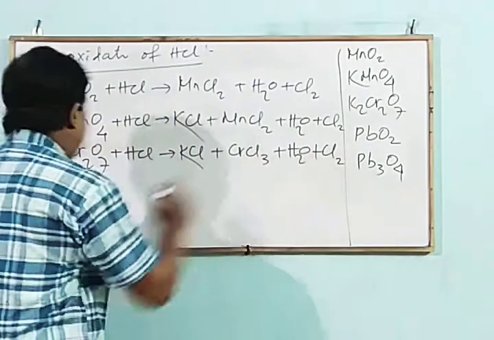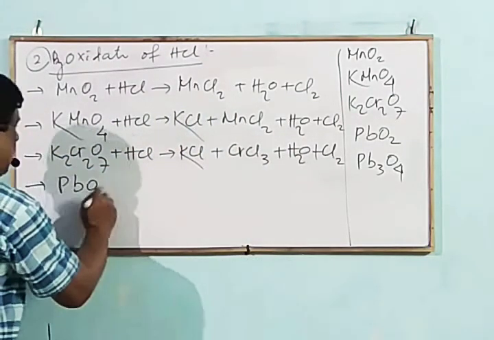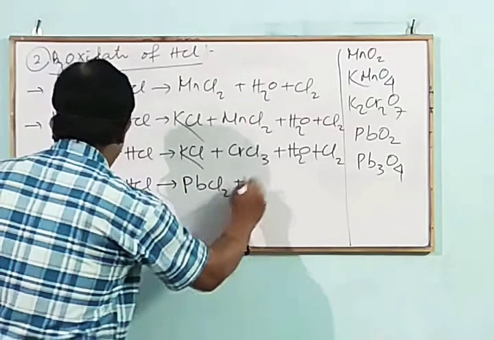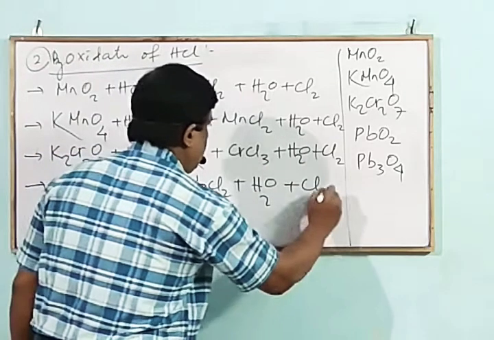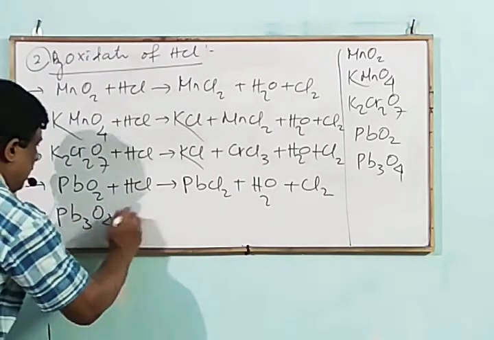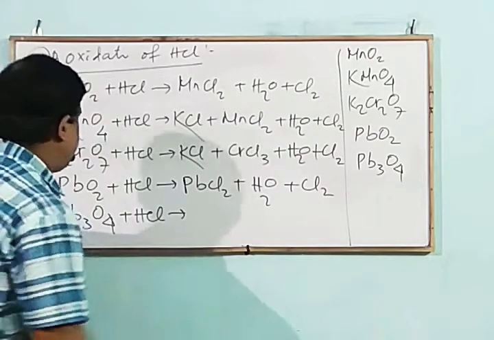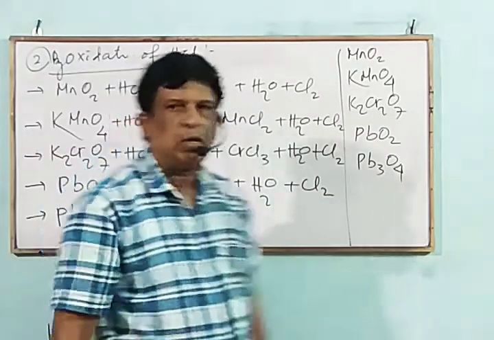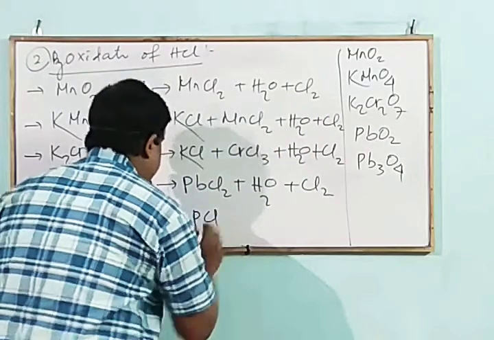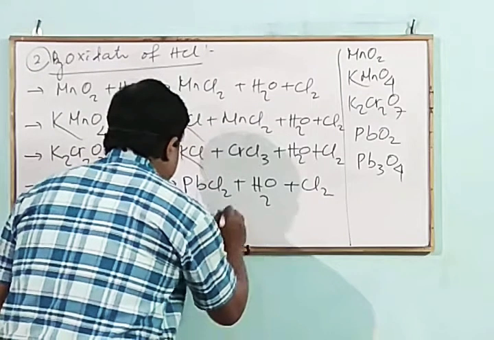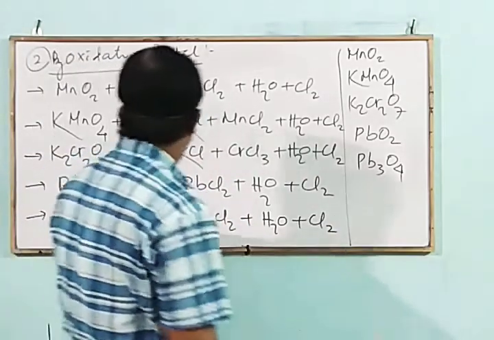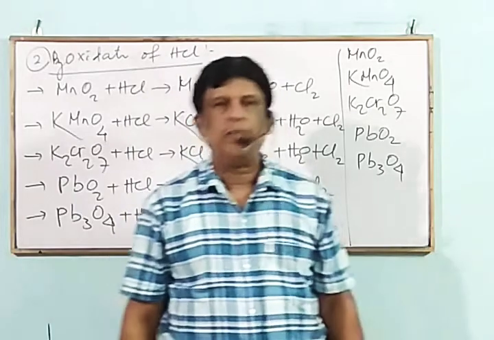Next one is lead dioxide. When lead dioxide is treated with hydrogen chloride, it results in the formation of lead chloride plus water plus chlorine. Similarly, when red lead, Pb3O4, is treated with hydrogen chloride, it results in the formation of lead chloride PbCl2, water H2O and chlorine Cl2. These are the common methods of preparation of chlorine.